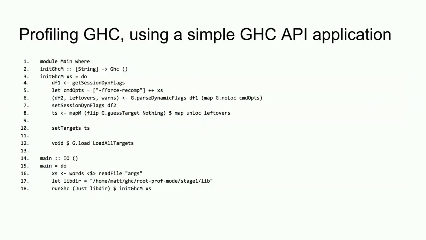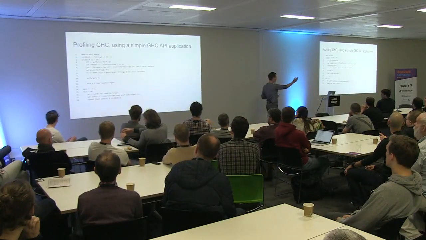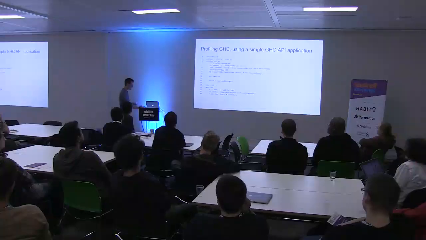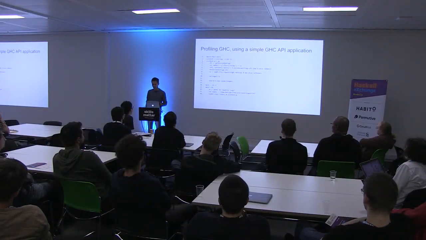So for this talk, I had to pick an example of something that I wanted to profile. And the thing I wanted to profile was the GHC executable itself, which is a Haskell program. So we can just use the normal Haskell profiling tools in order to profile GHC, to try and answer some questions that everyone in the whole world has had. Why does GHC use so much memory, and what can we possibly do about it?